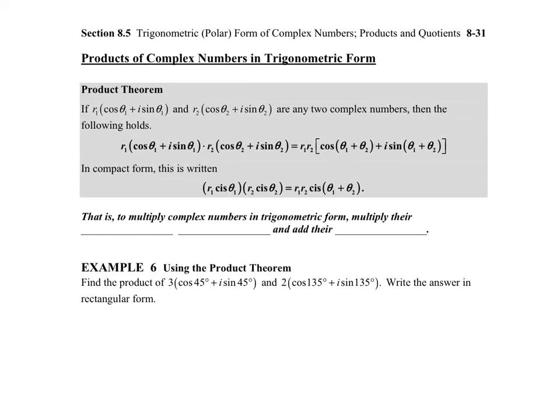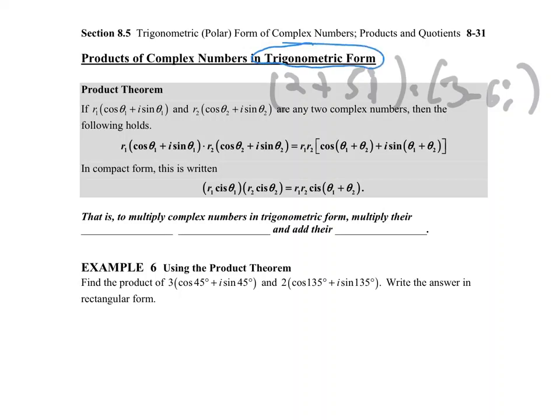We left off with the product of complex numbers. And as I told you maybe in the previous video, it's the same thing as saying 2 plus 5i, and you want to multiply that by 3 minus 6i. But these are complex numbers in rectangular form, and we aren't presented with them in rectangular. We're presented with them in trigonometric form.